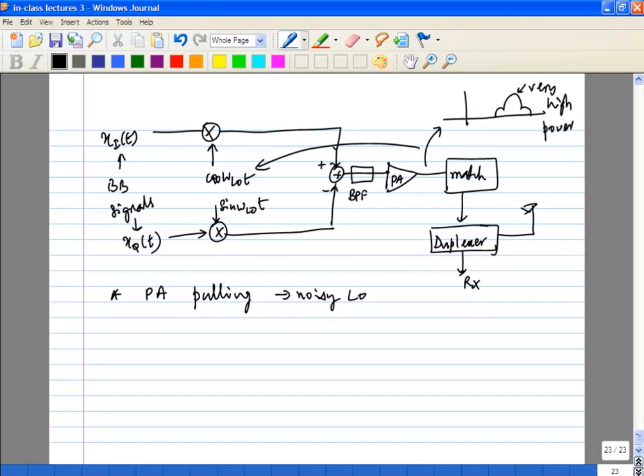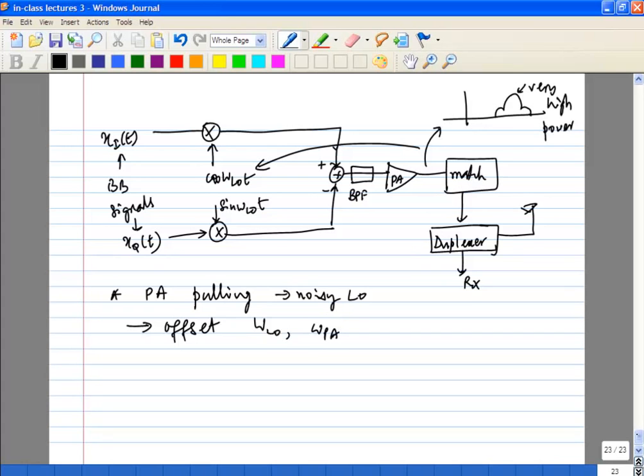So what can you do to improve this? The easiest way to improve this is to offset the frequencies of the VCO and the PA, because the closer they get, the stronger the coupling, and that kind of makes sense. So you're going to offset the frequencies. How do you do it?